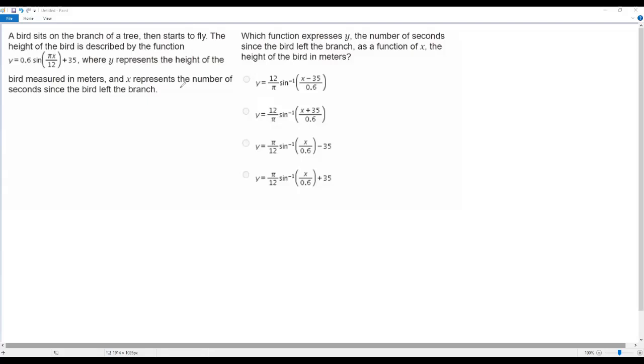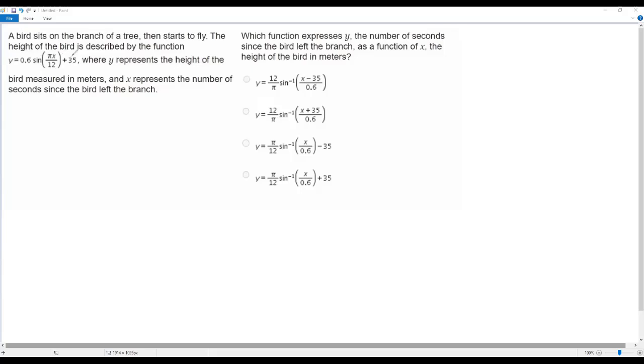Which function expresses y, the number of seconds since the bird left the branch, as a function of x, the height of the bird in meters? Okay, in the given function, y represents the height and x represents the seconds. But when I look at the question, y represents the number of seconds and x represents the height of the bird in meters.